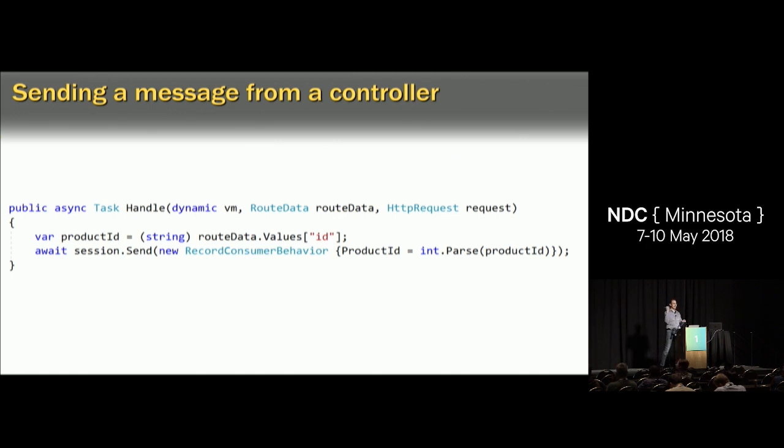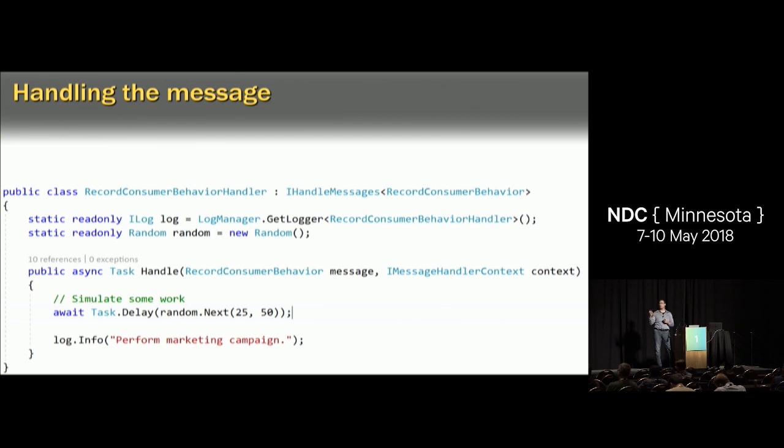Now let's talk about the back-end side of it, of what it means to handle a message. So here again, we have the part of our system that is tracking the user's behavior on the website, where it is implementing the interface, IHandleMessages of RecordConsumerBehavior. That's the message object again. And in our Handle method, it does the actual work. So what we're doing over here in our sample, just to make this a little bit interesting, is we're simulating that we're doing some work by putting in a task delay.